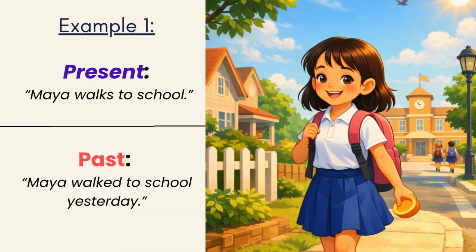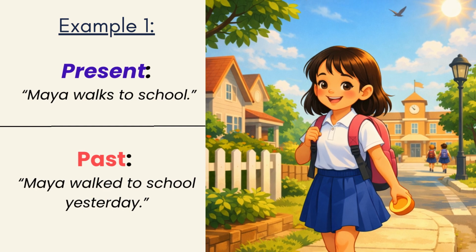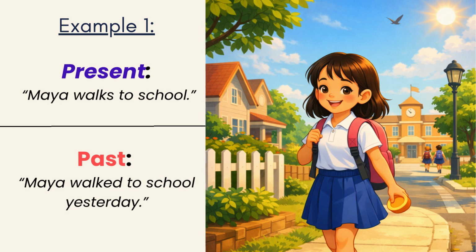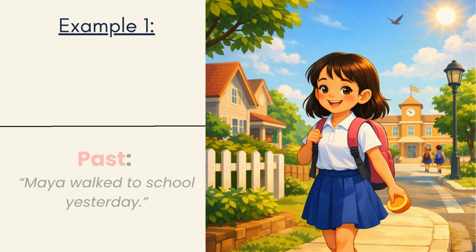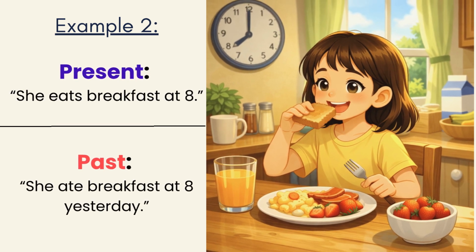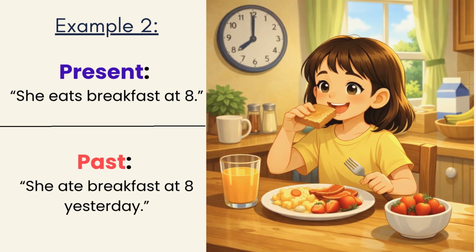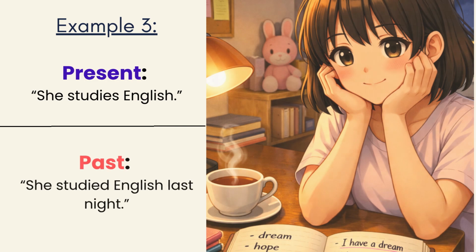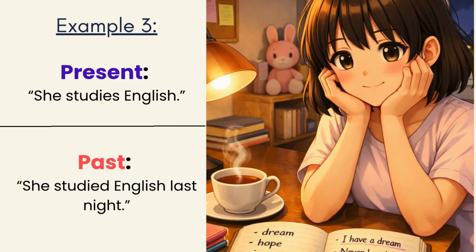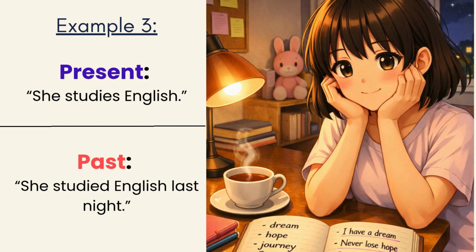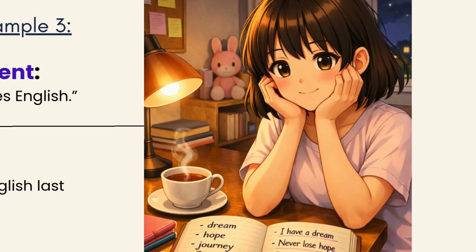Example 1. Present: Maya walks to school. Past: Maya walked to school yesterday. Example 2. Present: She eats breakfast at 8. Past: She ate breakfast at 8 o'clock yesterday. Example 3. Present: She studies English. Past: She studied English last night.